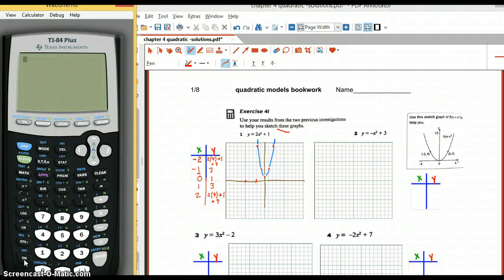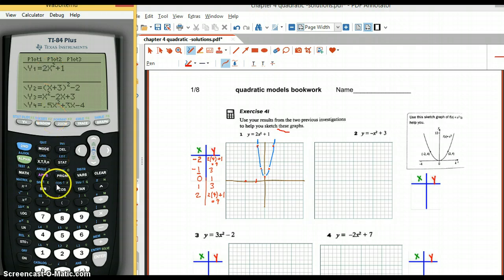So let's turn on the calculator, and the first thing you're going to do is go to y equals. Remember, in y equals, you need to have an equation with just y on the left side and everything else on the right side. And in our case, they very nicely gave us exactly that. So y equals 2x squared plus 1. I typed it in here already, but you remember how to do this, right?